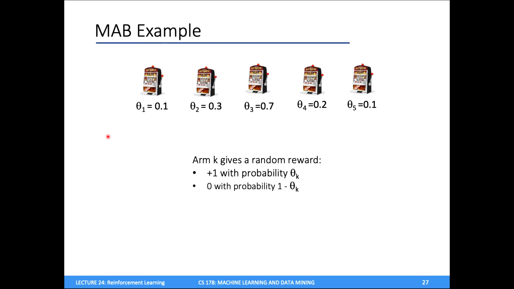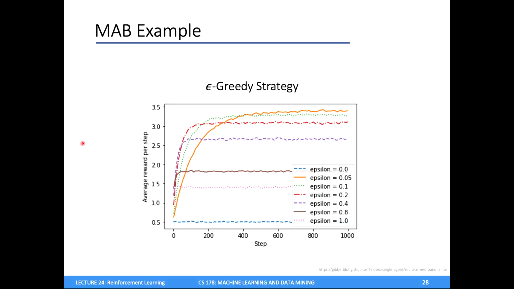Okay, let's look at an example. Let's say that I've got 5 slot machines, each one having some probability of giving me a positive reward of +1, and some probability of giving me a reward of 0. Pretty much all of my machines are bad, except for my third machine, which has a pretty high probability of giving me a reward. What I'm plotting here on the x-axis is the number of steps that my agent has taken, so how many trials it's done. On the y-axis, I've got the average reward per step. So higher is better, we want more reward.